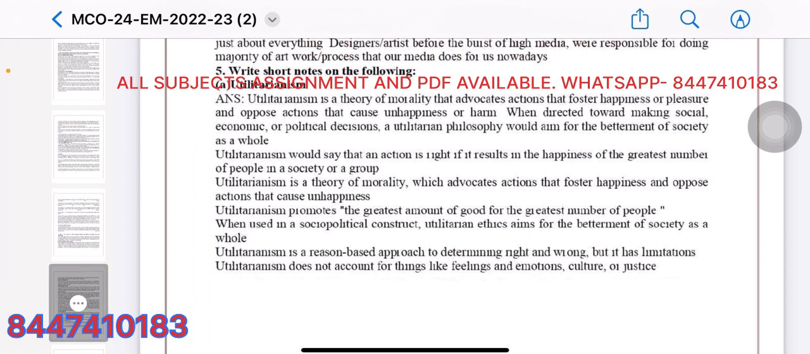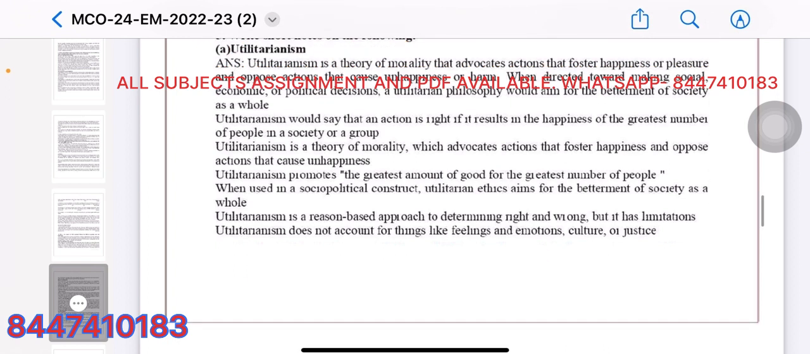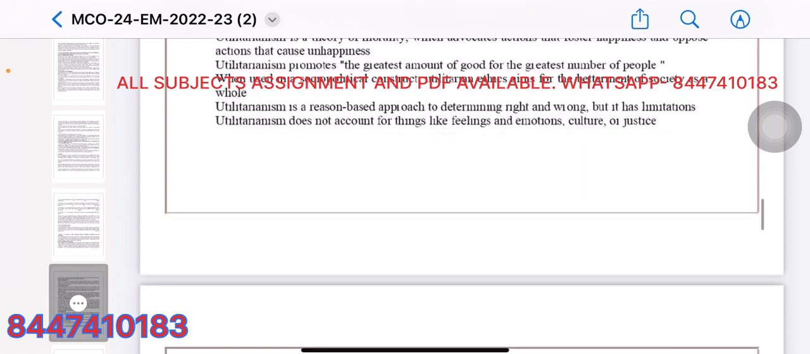Utilitarianism is a theory of morality which advocates action that fosters happiness and opposes action that causes unhappiness. Utilitarianism promotes the greatest amount of good for the greatest number of people. When used in a socio-political context, utilitarian ethics aims for the betterment of society as a whole.